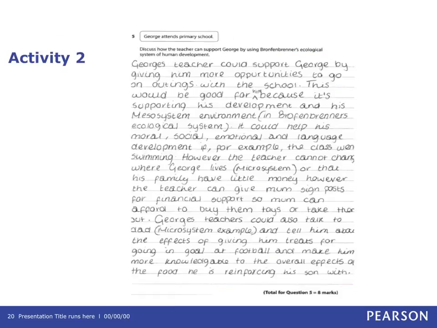Activity 2. Here is another opportunity for you to mark a similar question. This is a response to question 5. Using the mark scheme, in which level category would you award marks for this response? You can pause the recording at this point to carry out the activity if you wish.